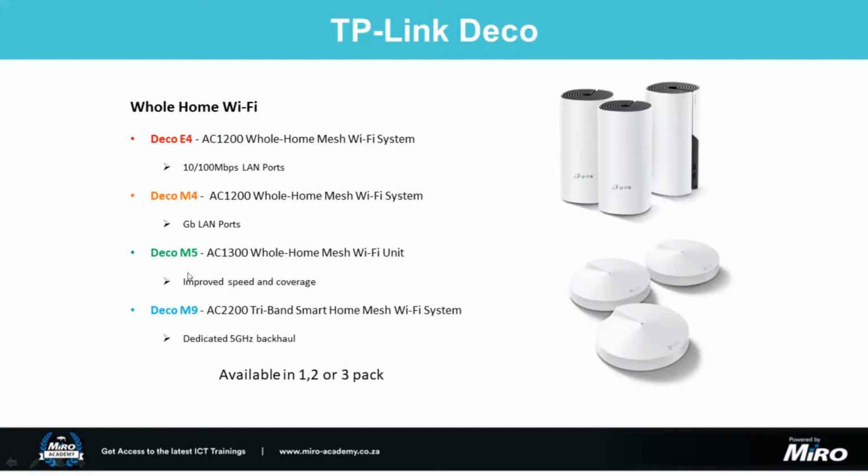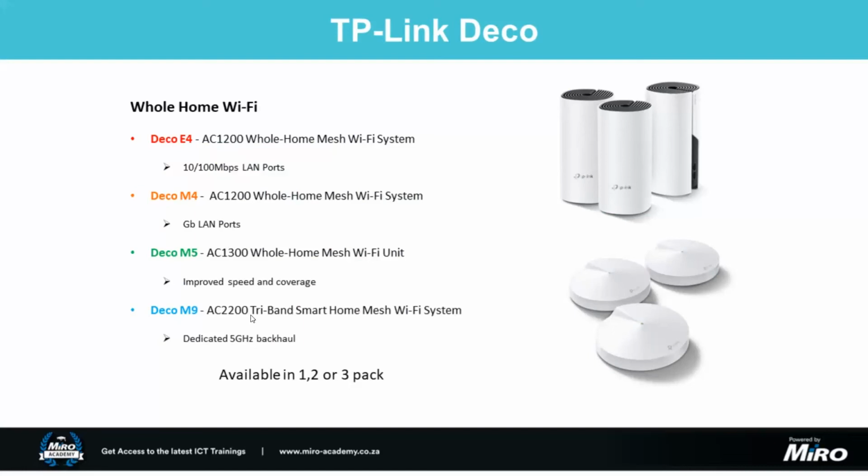Then we have the Deco M5, which has slightly faster, wider speeds, a bit more of a powerful processor, and slightly better coverage as well. And then last but not least, we've got the Deco M9, which is AC2200 tri-band Wi-Fi speeds. So I say tri-band in the sense that it actually has two 5 gigahertz channels that it occupies, and one 2.4 gigahertz frequency that it also uses as well.